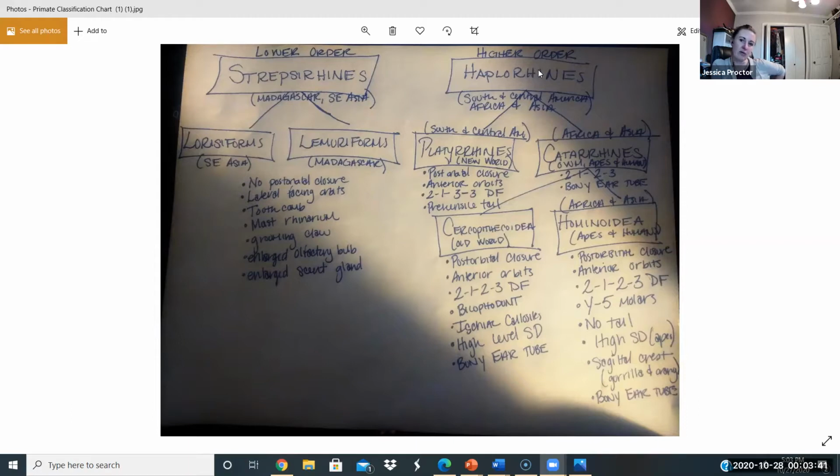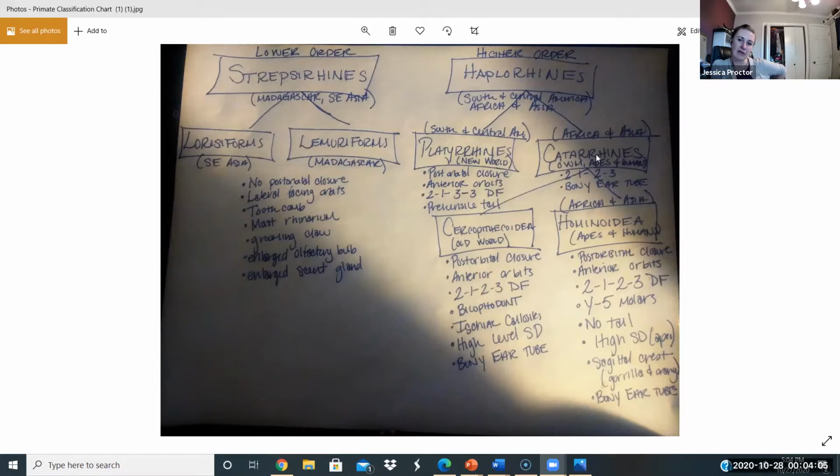And then over here with your higher orders, you've got your two distinctions. You have two infraorders that go underneath the Haplorhines. So you've got your Platyrrhines, your New World monkeys that are found in South and Central America. They do in fact have post-orbital closure. Their orbits are anterior facing. They have a 2-1-3-3 dental formula. So remember, they have an extra premolar, and they have a prehensile tail.